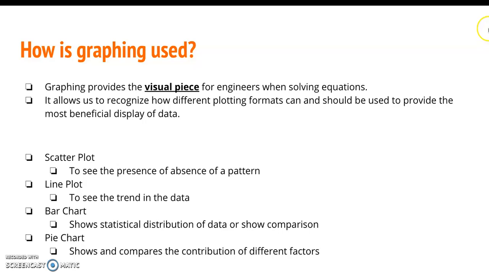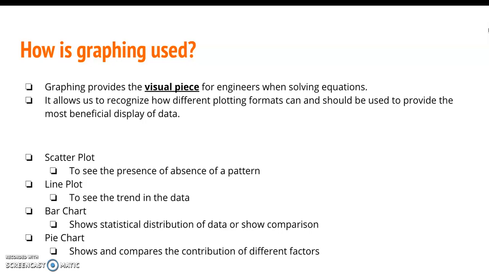But how is graphing actually used? I've mentioned this already. It's the visual piece for engineers when solving their equations. It allows us to recognize how different plotting formats can and should be used to provide the most beneficial way to display the different types of data.